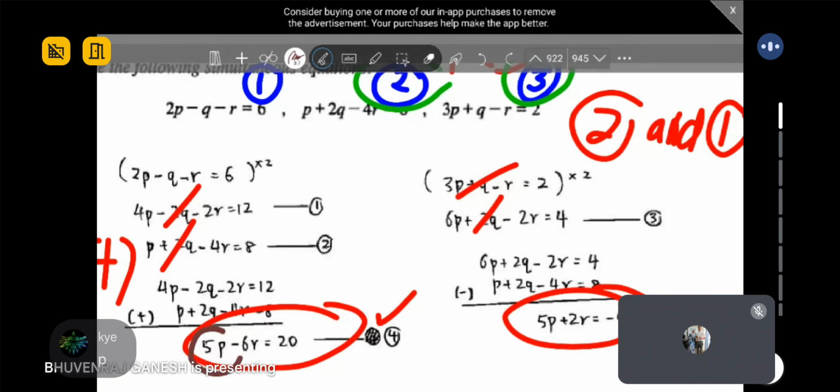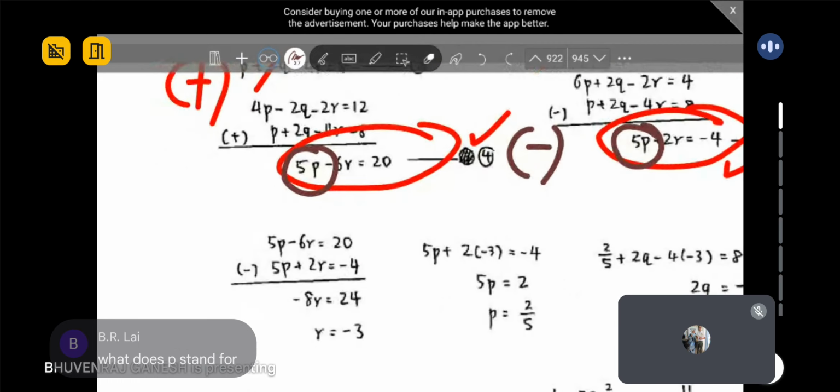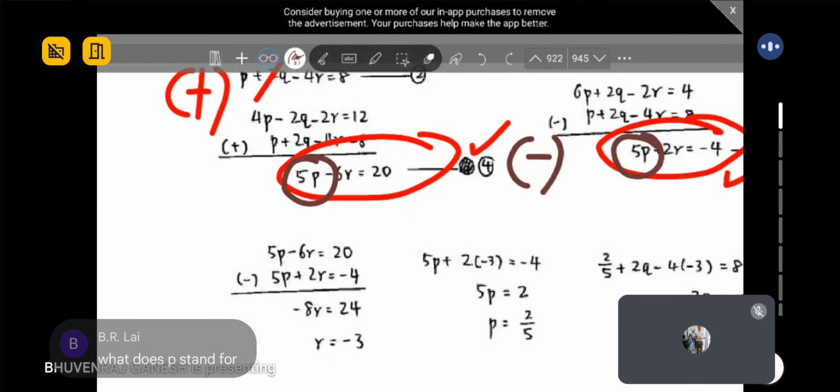Why? Because you see 5P, 5P. Same. So you just minus. Tolak dua-dua persamaan ni. Then you will get the answer for R. So R kamu akan dapat negative 3.